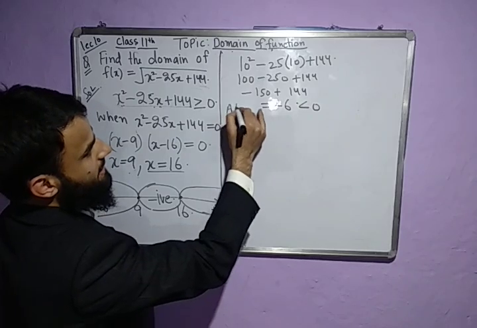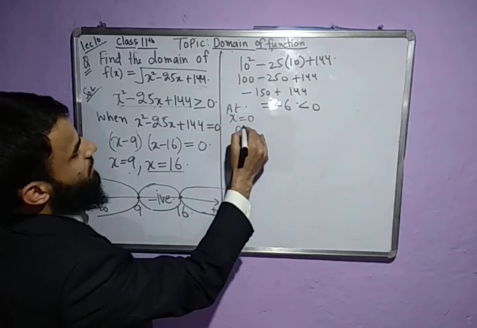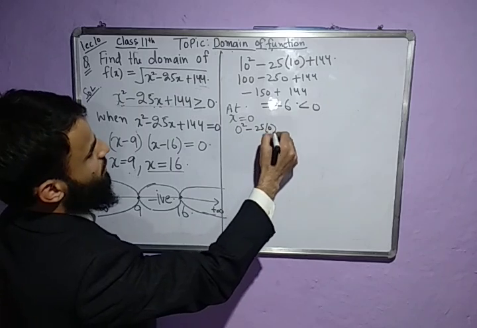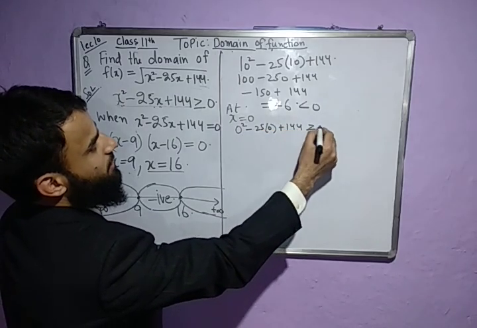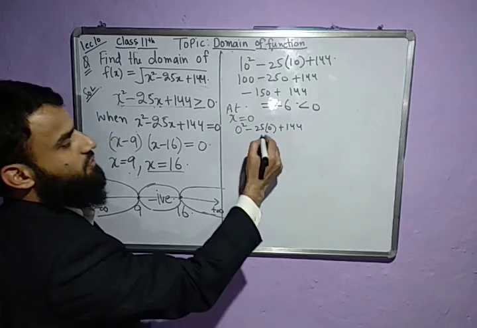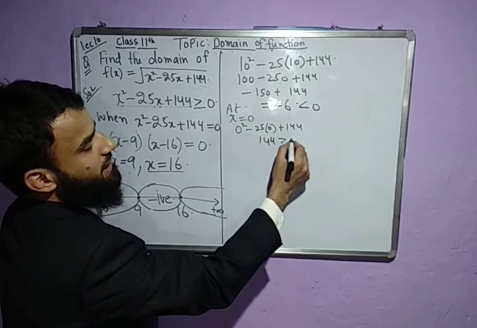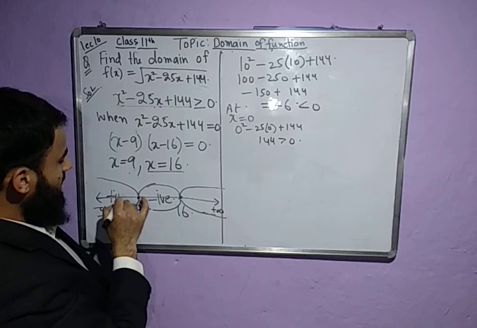So at x is equal to 0, what will I get? 0 square minus 25 into 0 plus 144, which is greater than or equal to 0. Sorry, I will get 144, which is greater than 0. It means here the sign is positive.